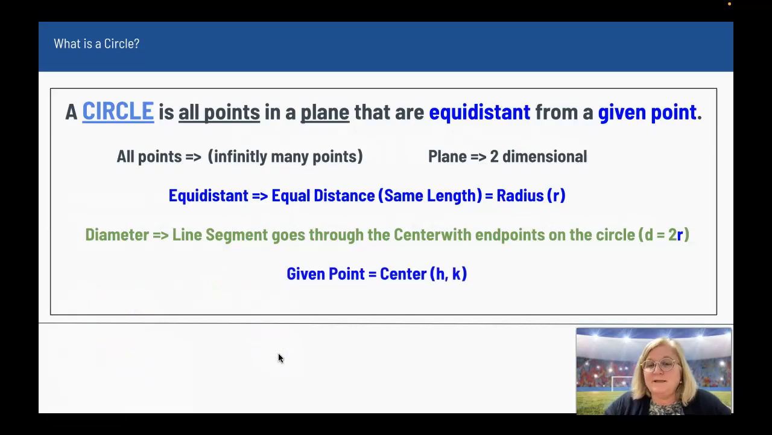Given the point, the center is h, k. So we use h for the x and k for the y, but they're still in the same places. The h comes first, and that's the x value. The k comes second, and that is the y value.